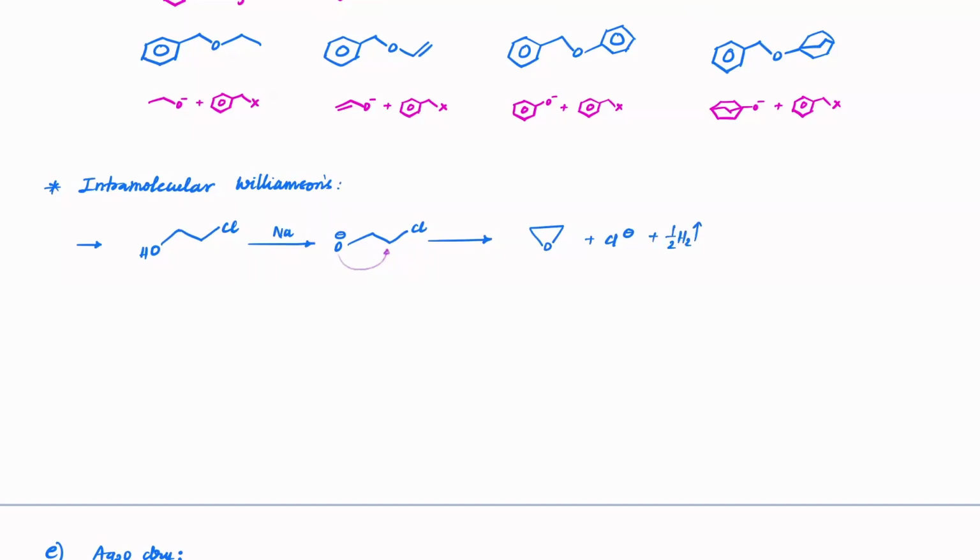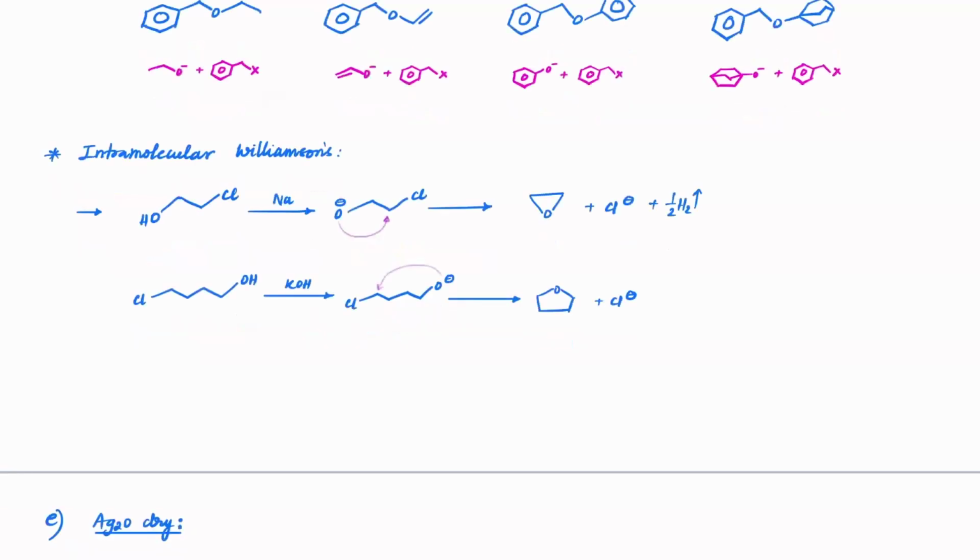Okay. Now the same can be done in basic medium also. That is, if you have a halogen here and alcohol on the other side with KOH, first you will get alkoxide internally, and internally the attack will take place from here to here. And as soon as the attack takes place, you get this ether and Cl minus. This is via intramolecular ether synthesis.